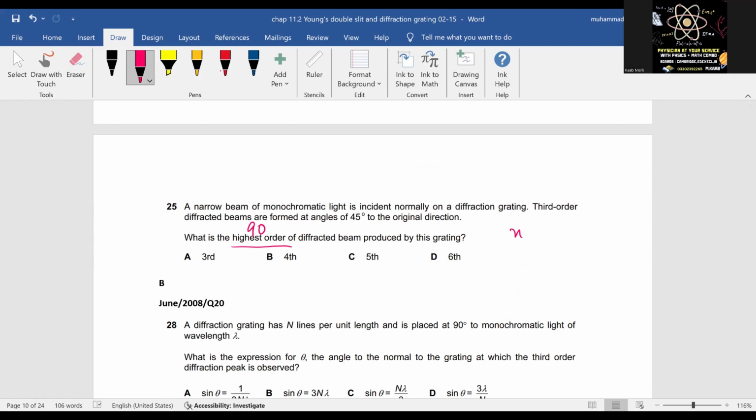So you can say that n lambda is equal to d sine theta. Now we have two different scenarios, one with the third order and one with a higher order. So n is changing, but we are not changing the light, so lambda is constant. We are not changing the experimental setup, so d is also constant. So we can relate these two: n1 over sine theta 1 is equal to n2 over sine theta 2.